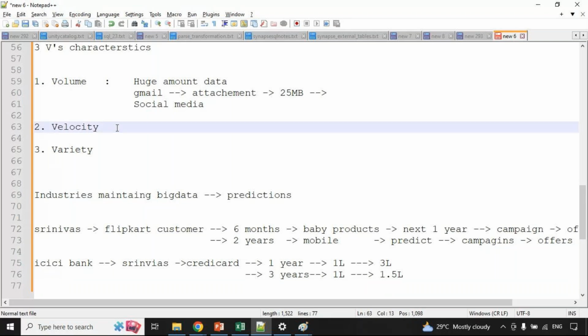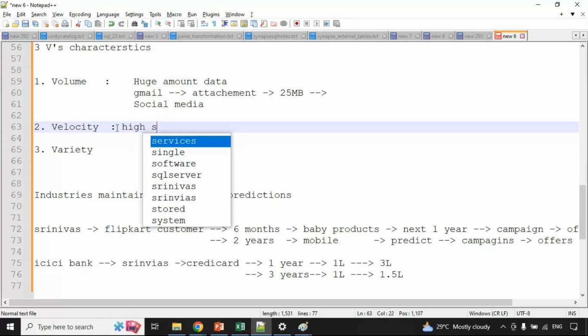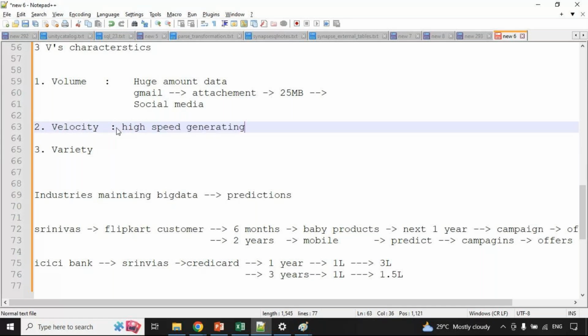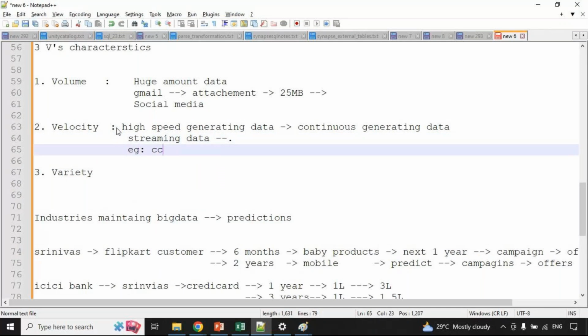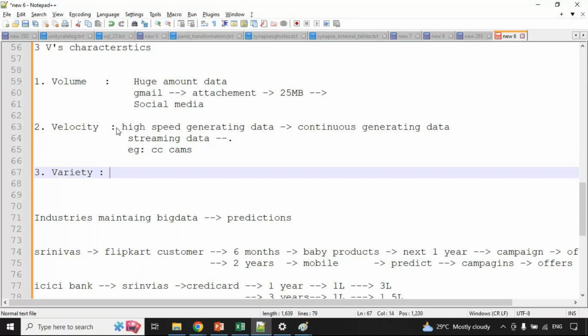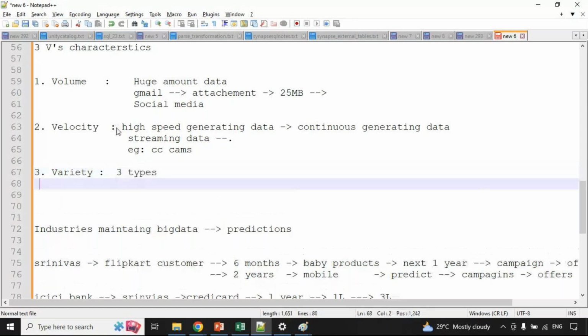And velocity: high-speed generating data, which is nothing but continuously generating data, streaming data. Example, CCTV cameras. In the morning it is in terms of KBs, by the end of the day it is in terms of MBs, continuously generating data. Variety. There are three varieties of data.